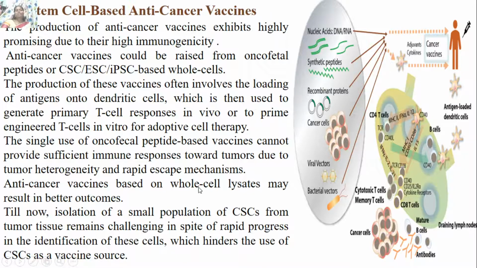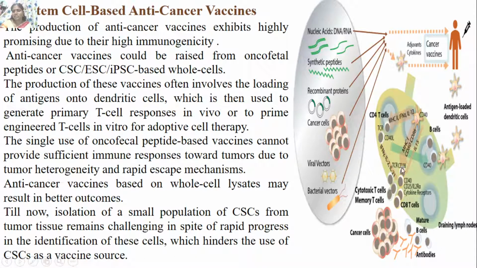The single use of oncofetal peptide based vaccines cannot provide a sufficient immune response towards tumors due to the tumor heterogeneity and rapid escape mechanism of tumors. So anti-cancer vaccine based on whole cell lysates may result in better outcomes. Till now, the isolation of a small population of cancerous stem cells from tumor tissue remains challenging in spite of rapid progress in the identification of these cells, which hinders the use of cancerous stem cells as a vaccine source.